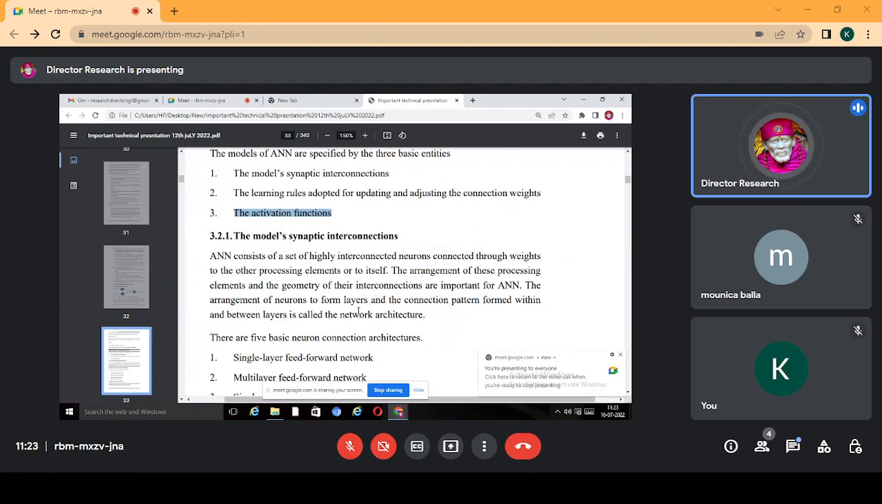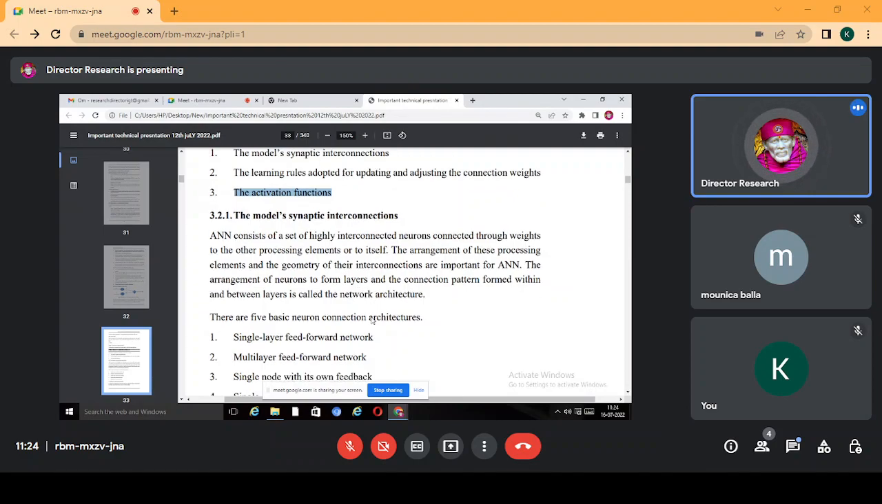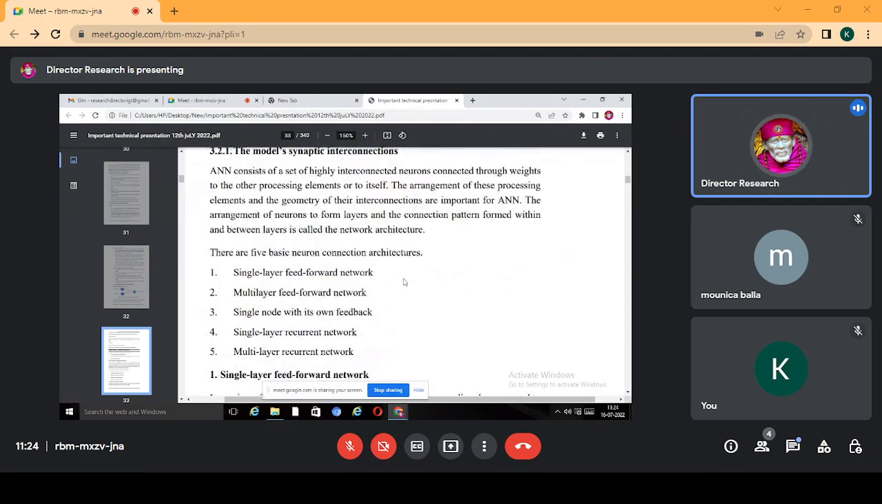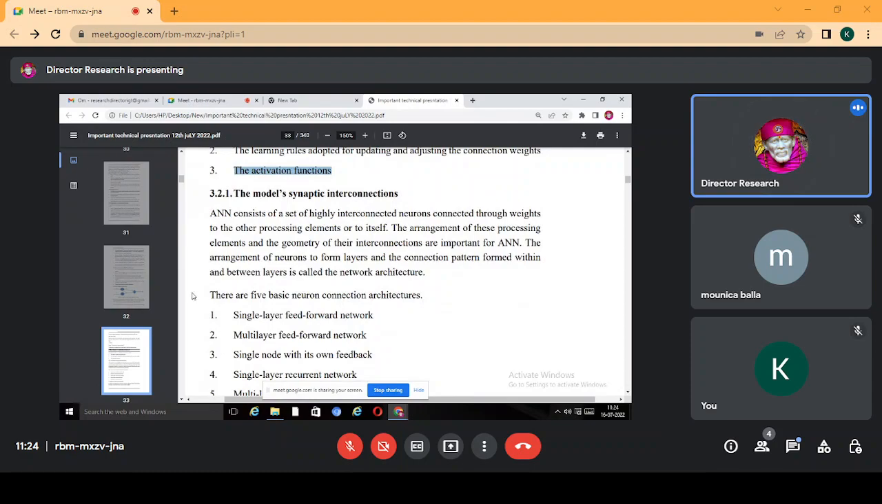A neural network consists of a set of highly interconnected neurons connected with weights to other processing elements or to itself. The arrangement of these processing elements and the geometry of interconnection are important for the artificial neural network. The arrangement of neurons to form layers and the connection patterns formed within and between layers is called network architecture. There are five basic neuron interconnection architectures.